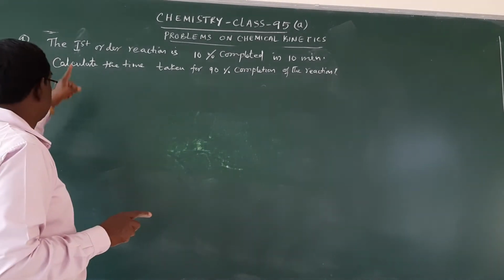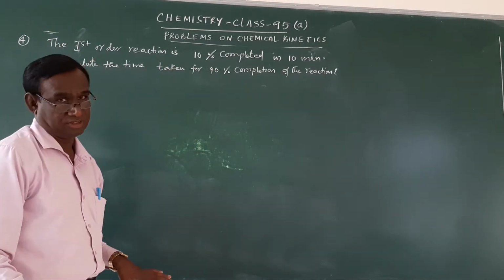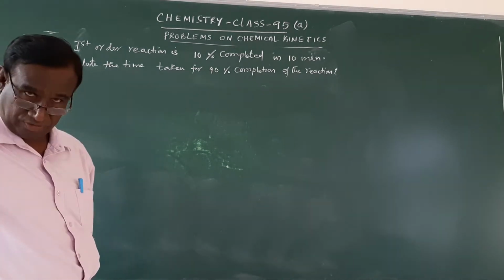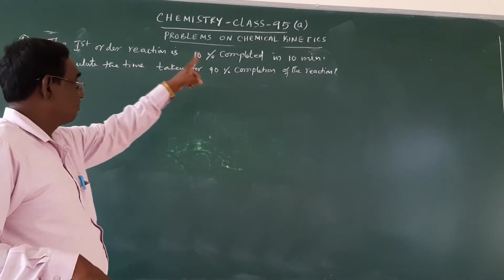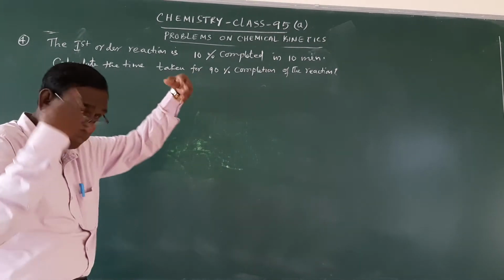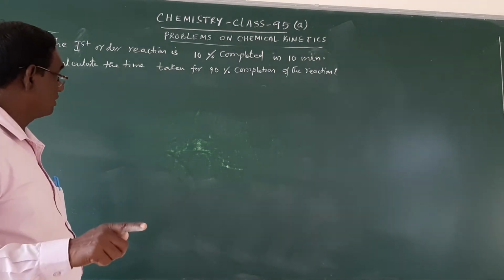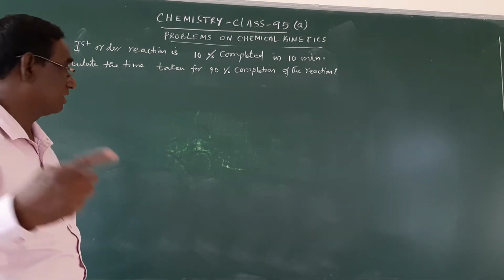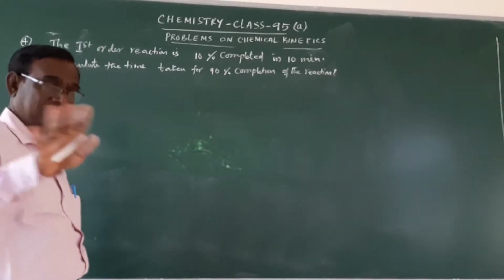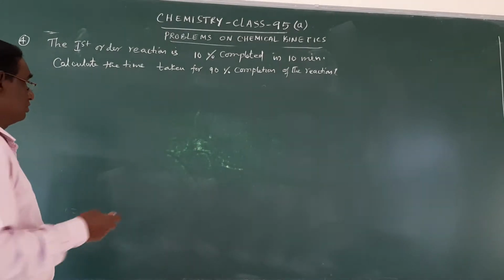That means it is understood that the first order reaction is 10% completed in 10 minutes, not 100%, but 10% out of 100. Calculate the time taken for 90% completion of the reaction. That means for completion of 10%, it will take 10 minutes. What is the time taken for 90% completion of the reaction? That is the question. So let us write the equation for this.